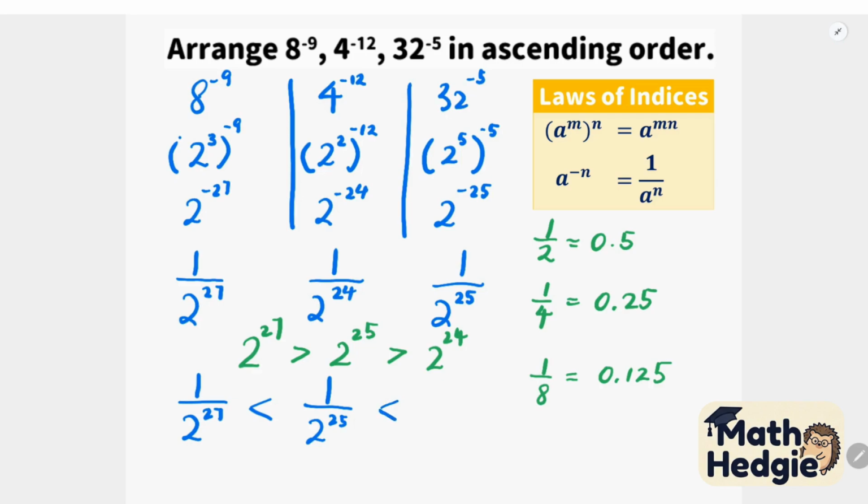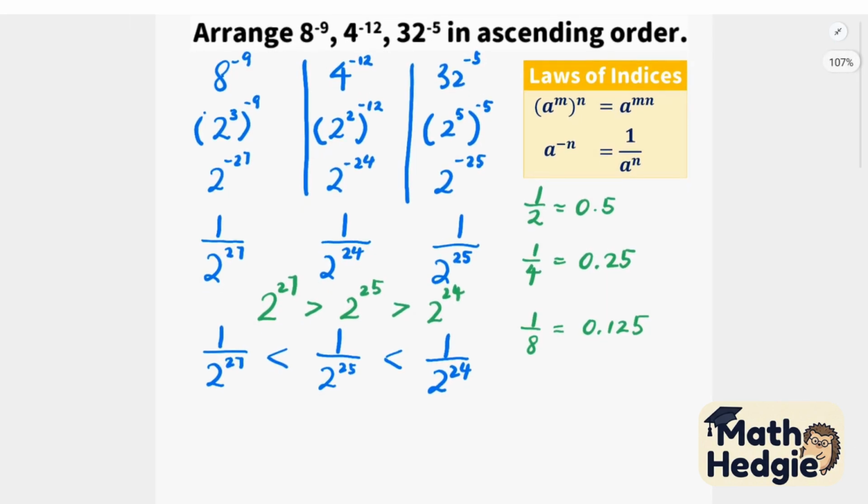So in ascending order, which means smallest to largest, we have 1 over 2 to the power of 27, then 1 over 2 to the power of 25, then 1 over 2 to the power of 24. Going back to our original expressions, this means 8 to the power of minus 9 is less than 32 to the power of minus 5, which is less than 4 to the power of minus 12.